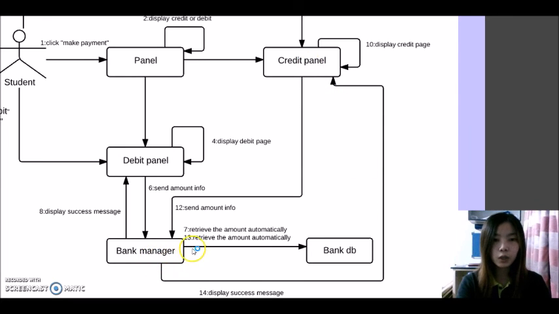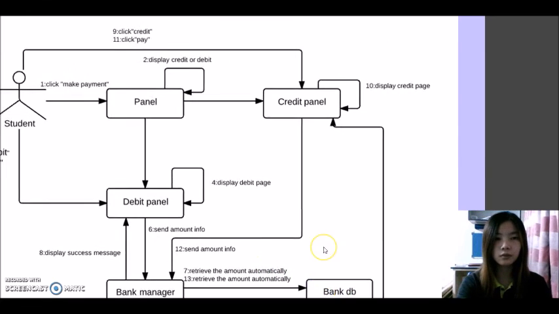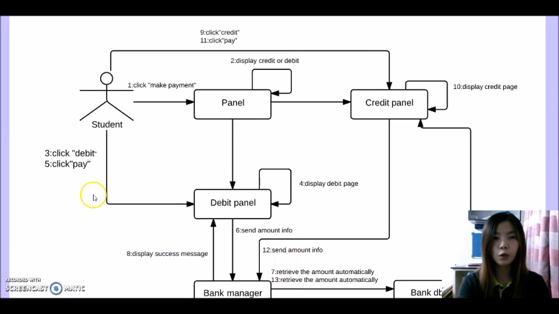The bank manager will retrieve the amount automatically to the bank database. So we can see that the student has a relationship between the credit panel and debit panel. After that, the bank manager goes last to the bank database.